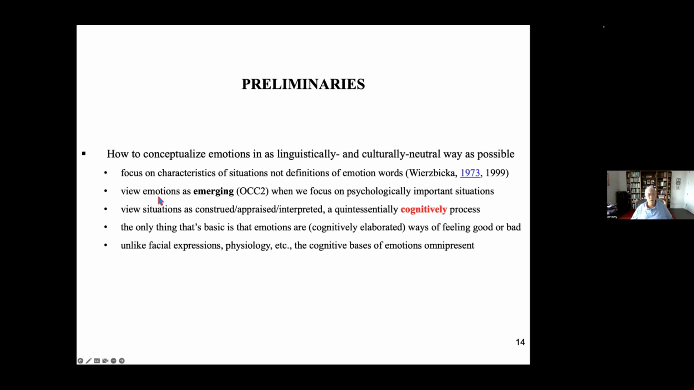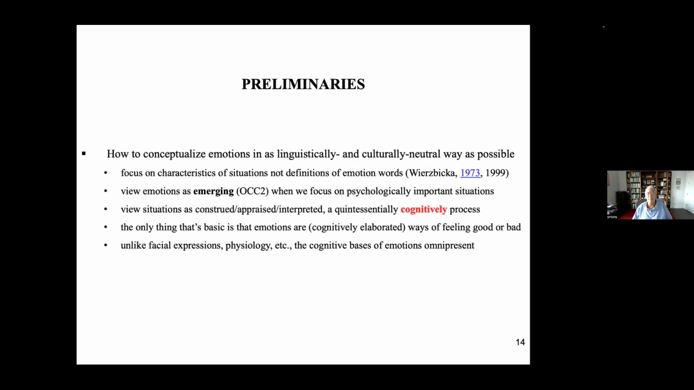Okay, so we're going to view emotions as characterized in terms of some kind of cognitive characterization of situations. And we view emotions as emerging. And by the way, this is one important respect in which OCC 2 deviates from the 1988 first edition, where we talked about eliciting conditions. We now call them emergence conditions because we worry that eliciting conditions suggest that these things are lurking there waiting to be woken up and allowed to escape.